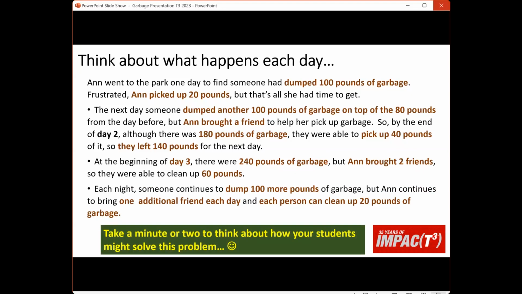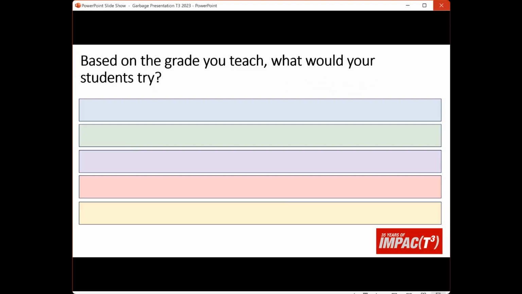So take a minute now to think about, instead of just thinking about the problem and an answer, how your students would think about this problem. What kind of strategies would your students take to solve this problem? So I think that would depend on the age level and the grade levels that you teach. So would they do it numerically? Would they just have a numerical approach and look at it daily?